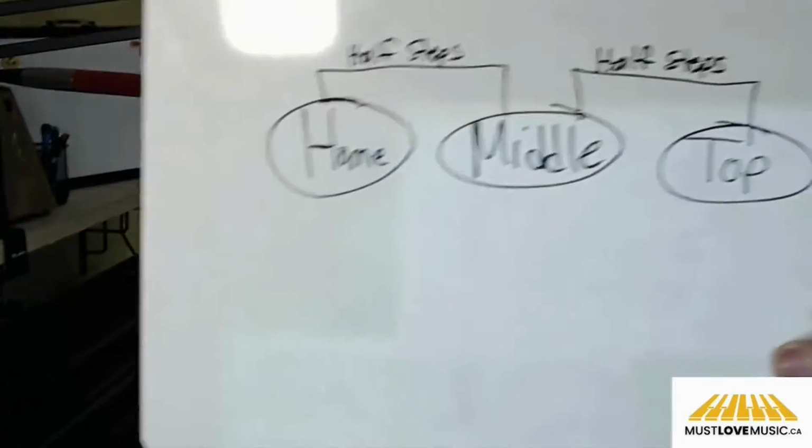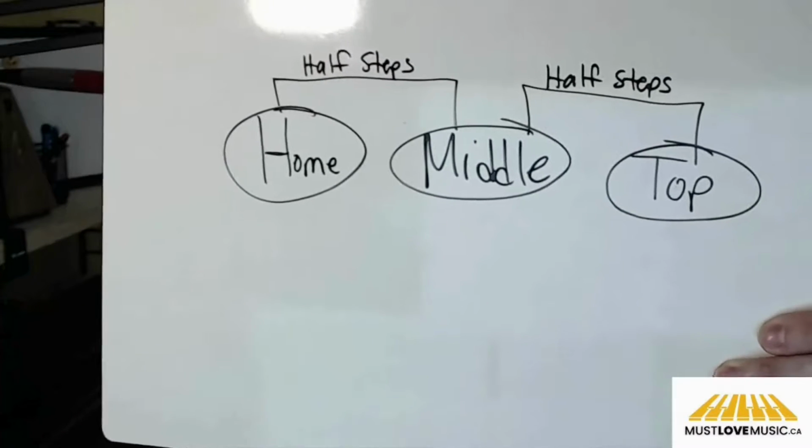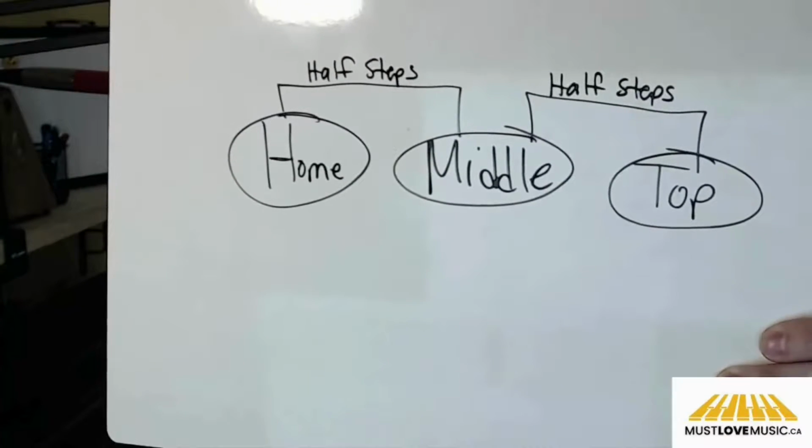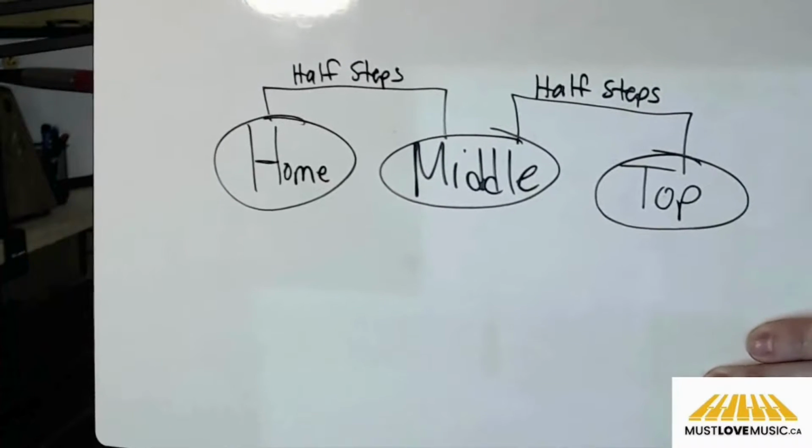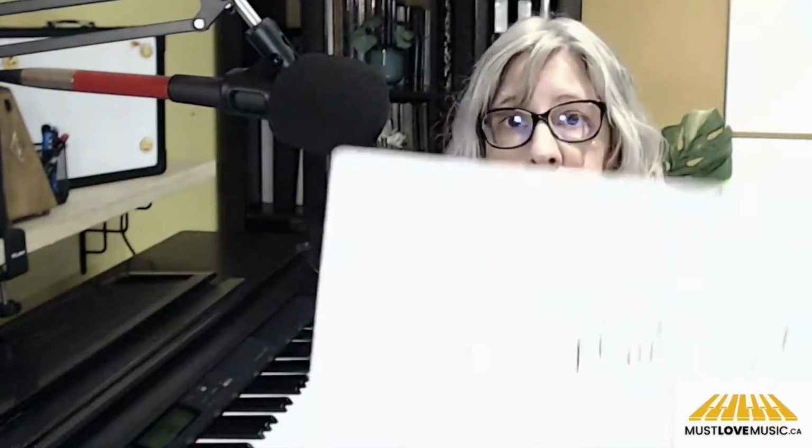So here we have our home, middle, and top. And we have to figure out how many half steps there are between our home note and middle note, and then our middle note and our top note. This is different for major and minor chords, and it leads to the big small method for major chords and small big method for minor chords. What this looks like is we are going to end up counting 4 half steps and then 3 half steps for our major chords.